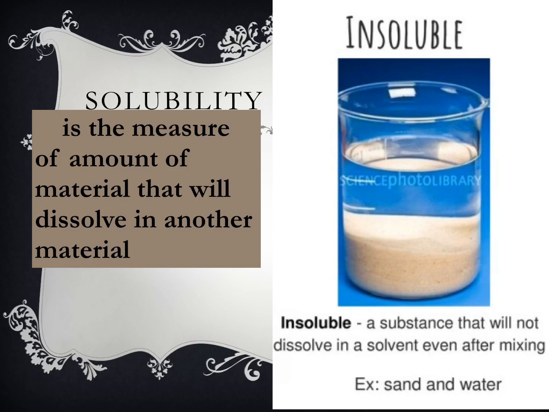Now, let me start talking about solubility. The measure of the amount of material that will dissolve in another material is called solubility. So we have some types of matter that have a high solubility, but others, like sand, the solubility of sand is zero. No amount of sand dissolves in water. Sand is insoluble. An insoluble is a substance that will not dissolve in a solvent even after mixing it, like sand and water.